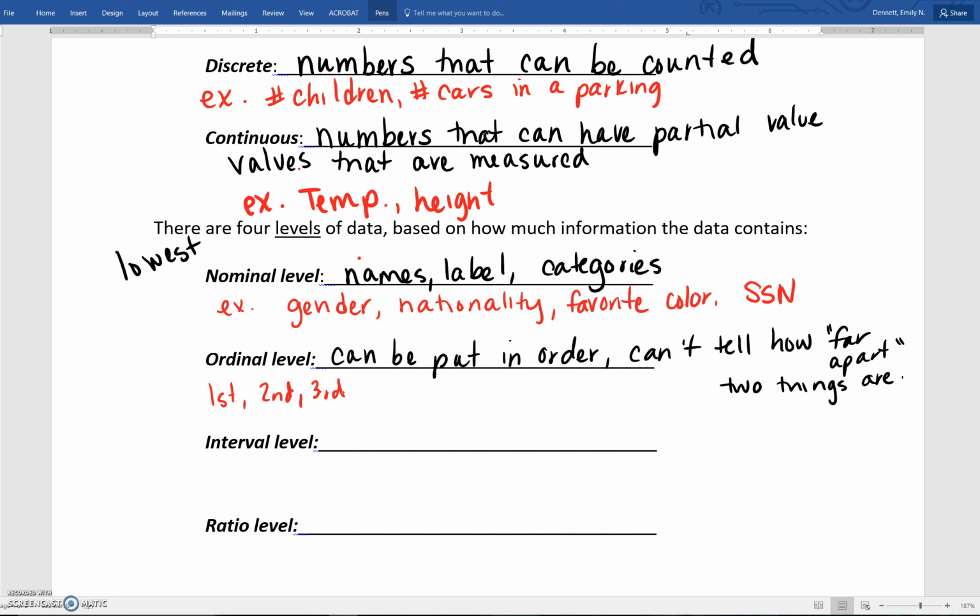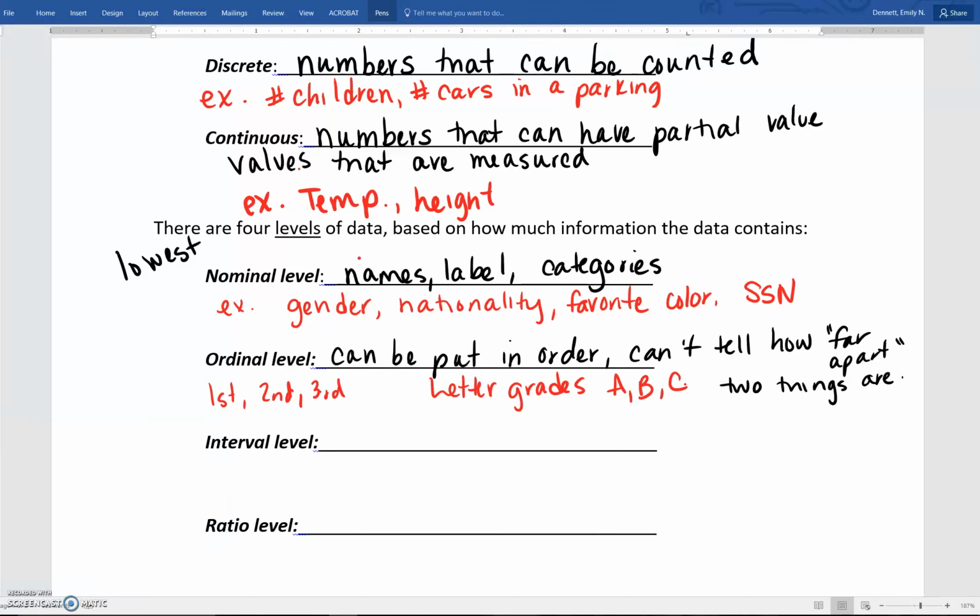You could also talk just about letter grades. We know an A is better than a B is better than a C. But if you're just told that someone earns a B, you don't know how much better they did in the class than someone who earned a C.